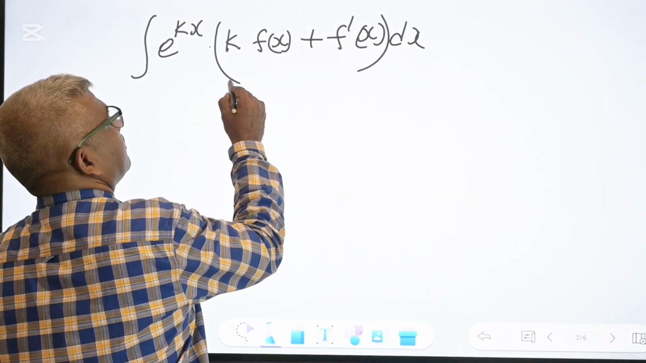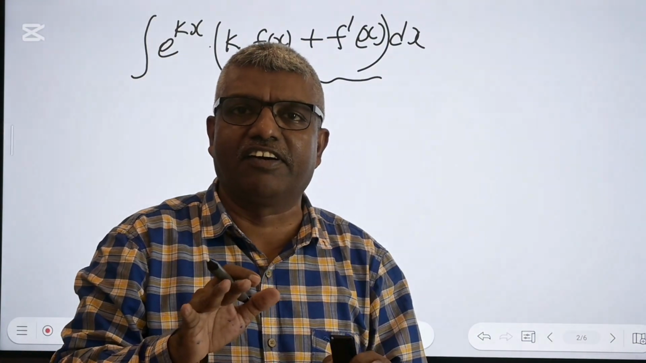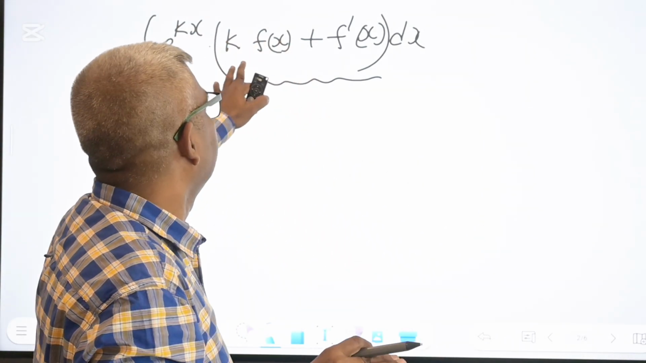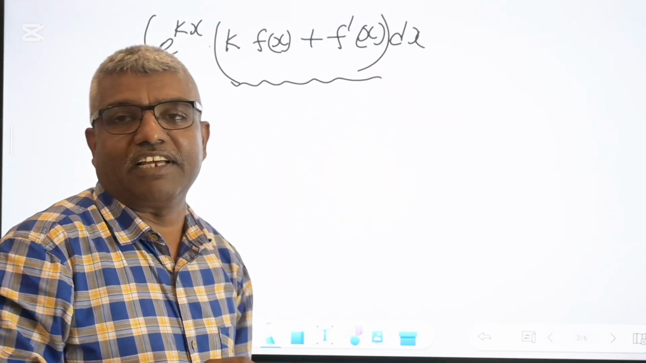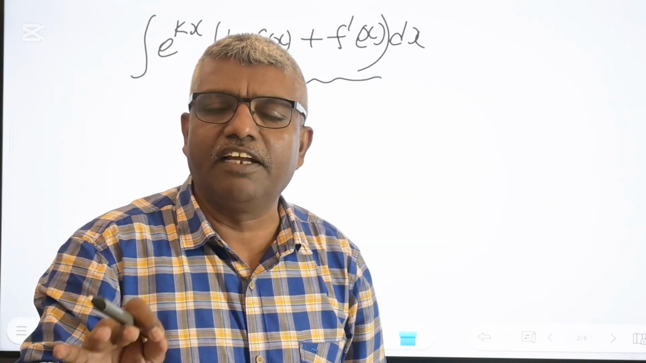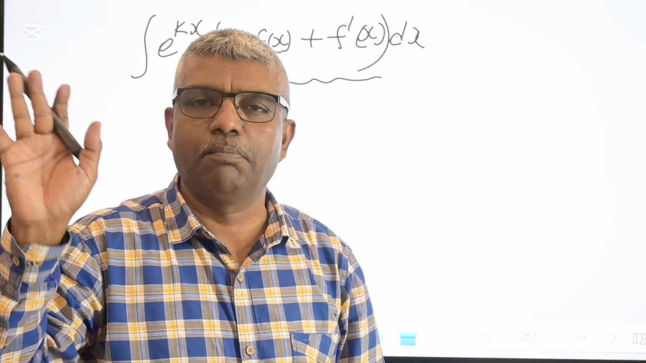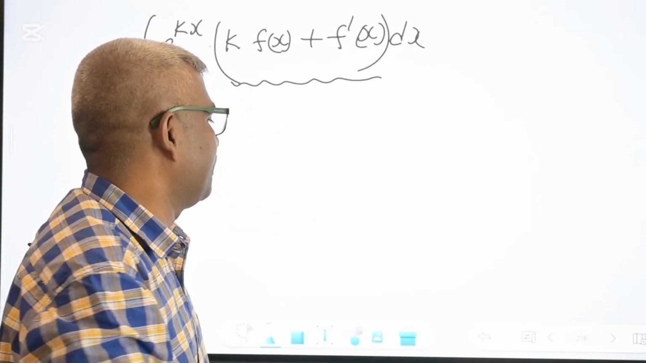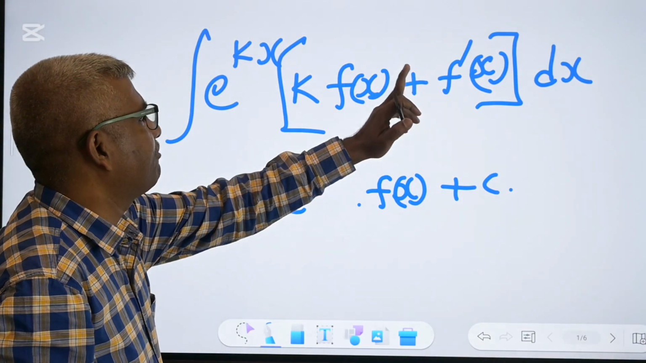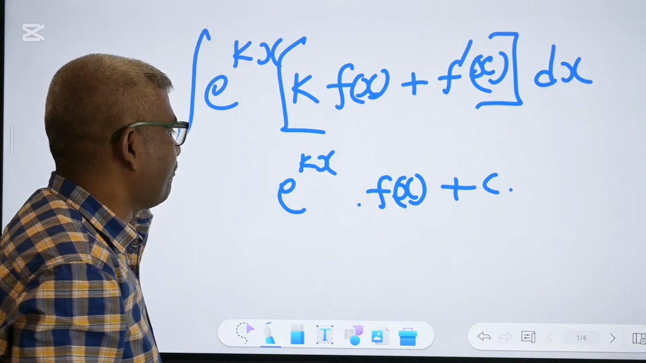Sometimes this sequence they won't give. You have to arrange it accordingly. Just add or subtract, then make it k f(x) + f'(x) dx. Then the answer is very simple: e^(kx) times f(x) plus c. Okay, how it comes, you see here. The integral of e^(kx) [k f(x) + f'(x)] dx is e^(kx) f(x) plus c.